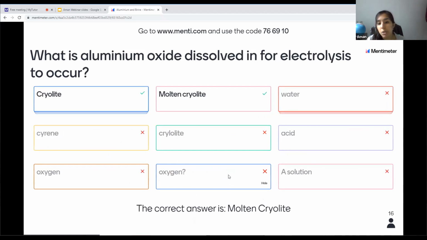So remember, when we dissolve something, usually it becomes an aqueous solution, but molten cryolite is essentially an aluminium compound. So it stays a molten compound, and that just allows us to heat the aluminium oxide up to a lower temperature in order to get it to melt, basically. That's why we use molten cryolite. So well done for everyone that said molten cryolite.